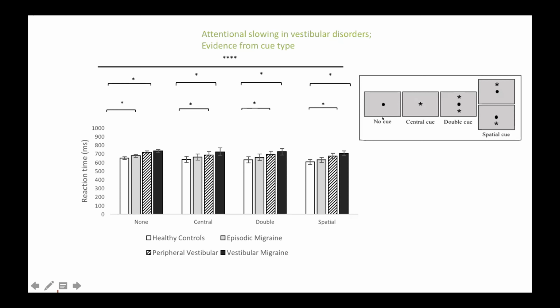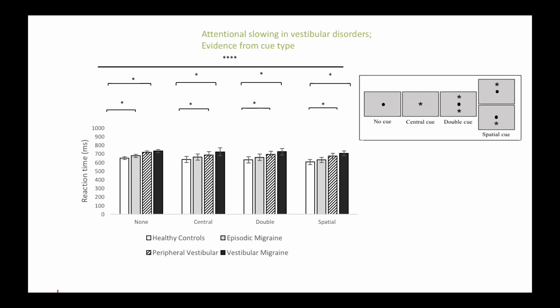Here we have the cue type. So again, as I said, the no cue has the longest reaction time, and the spatial cue has the shortest reaction time. You can see that. But again, in all of the cue types, we observe a significant difference between the controls and the peripheral vestibular patients and the central vestibular migraine patients. So again, irrespective of the cue type, patients with vestibular dysfunction were slower than controls. So these findings imply that there's some sort of generalized attentional dysfunction in patients with vestibular disorders.